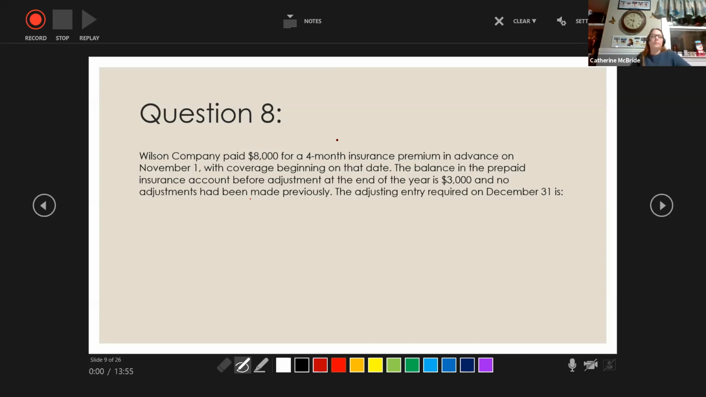Adjusting entry. Wilson Company paid $8,000 for a 4-month insurance policy, and paid it in advance on November 1st. So $8,000, 4 months on November 1st. From November 1st through December 31st, how many months is that? 2.